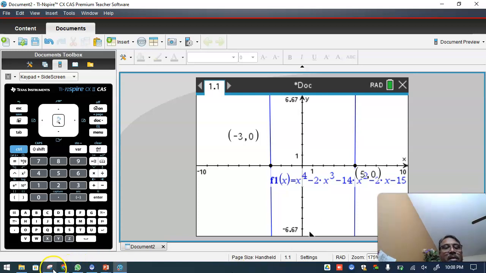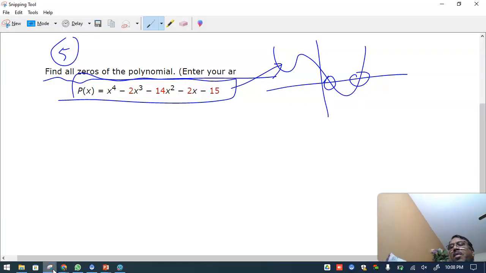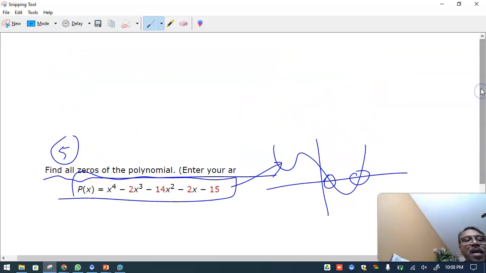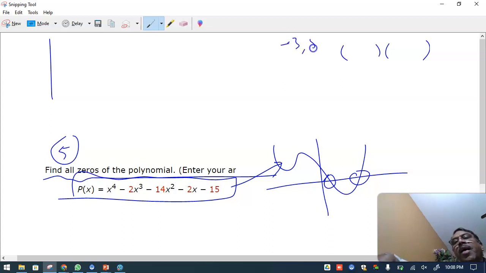So go back to this. So let me use the synthetic division. First of all, at least we know the two factors, that is, the zeros are negative 3 and 5. So in factor form, it will be x plus 3 and x minus 5. Of course, they did not ask us to write the factor form, but I still am writing.